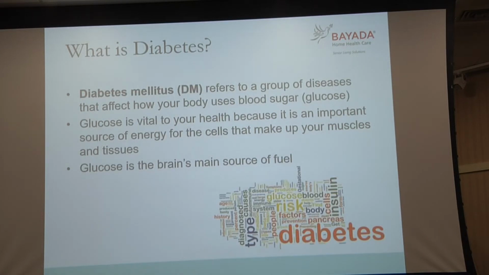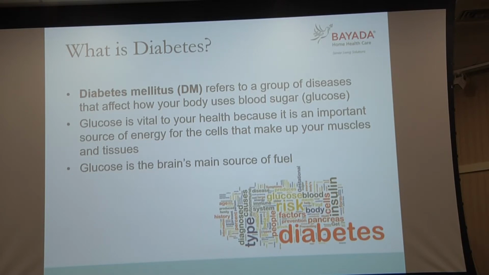So first we're just going to go over what is diabetes. So most everyone just calls it diabetes, but the full term is diabetes mellitus, and it refers to a group of diseases that affect how your body uses your blood sugar. So then that's your glucose. Now, glucose is vital to your health because it is an important source of energy for the cells that make up your muscles and your tissues.